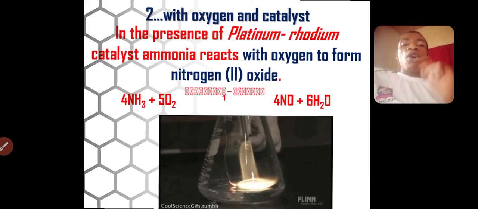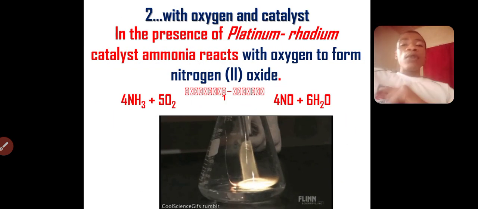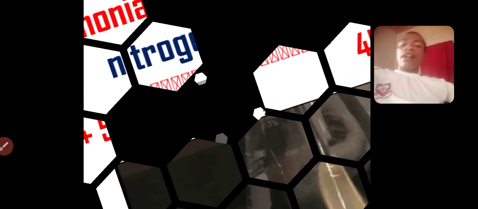But if a catalyst is used in the combustion of ammonia, the product will be not just nitrogen and steam alone. The product will be nitrogen(II) oxide, that colorless gas, with steam. That will be the product. And the normal catalyst that we normally apply is platinum-rhodium catalyst, normally used for that reaction.